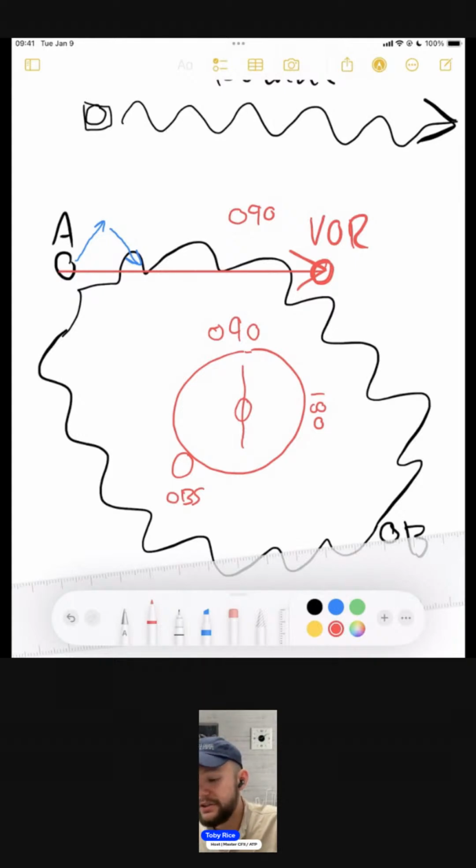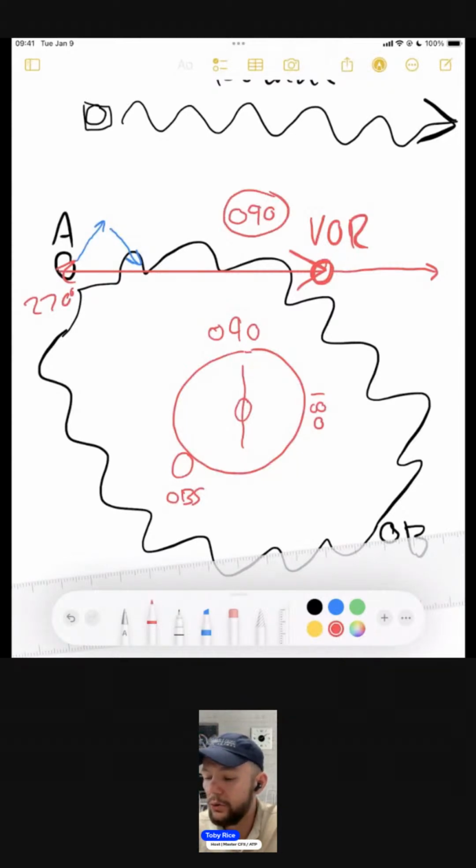Now, the 090 course to the VOR is not the 090 radial. The 090 radial is the one that goes from the VOR. It radiates from the VOR, right? So in this case, I'm actually on the 270 radial. So I'm located on 270, but I am flying the 090 course.